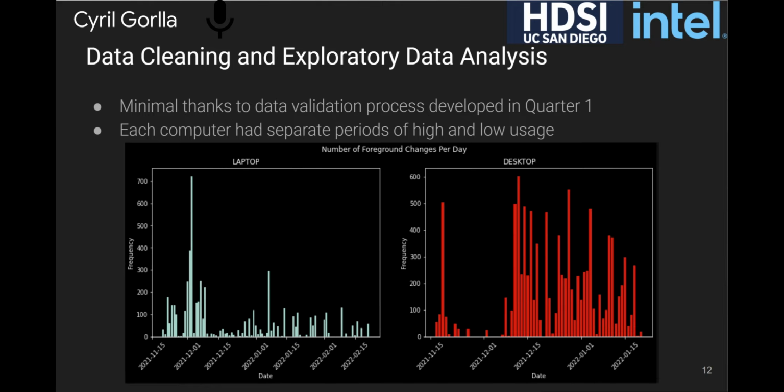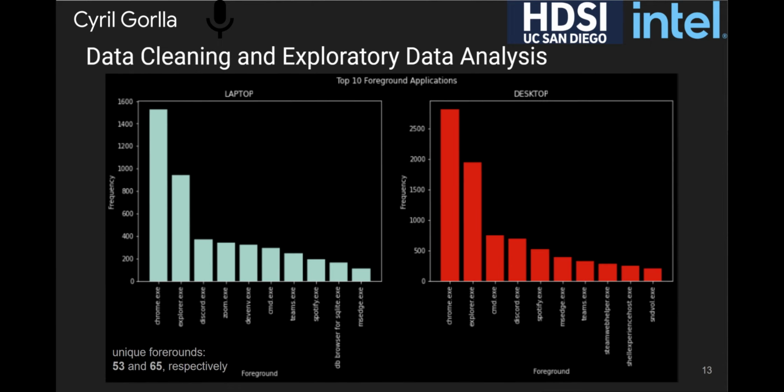We found that each computer had separate periods of high and low usage. For example, when the desktop was being used much, the laptop wasn't used as much, and so these have an inverse relationship. We found that these periods of usage were split into fall quarter 2021, winter break, and winter quarter 2022. So these were aligned with the context in which both of these devices were used. If we take a look at our top foreground applications, we can see that Chrome and Explorer are the most used for both devices. However, there are some changes after that.